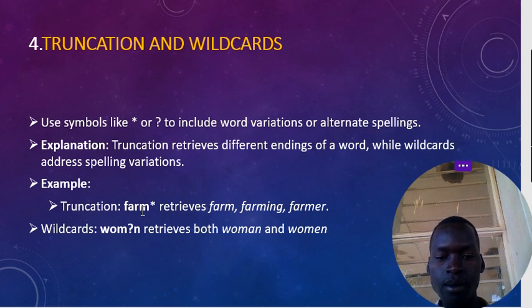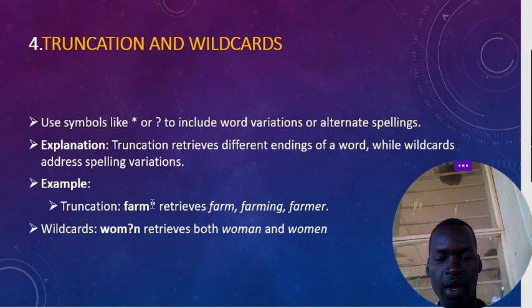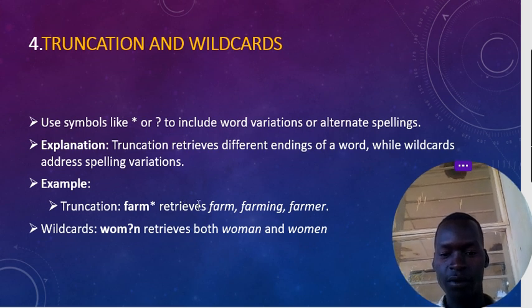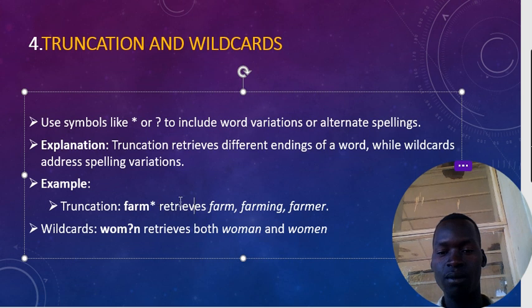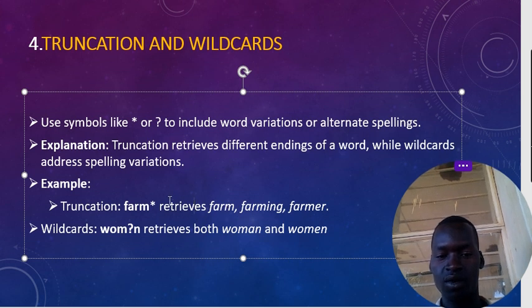For example, you are seeing here under truncations, farm. Remember that for truncation, there are very many ways that a word can end. That is why you have seen farm star, which means that it retrieves farm, farming, or farmer. So the star means the word can remain farm, or end in farming or farmer. That is under truncations.